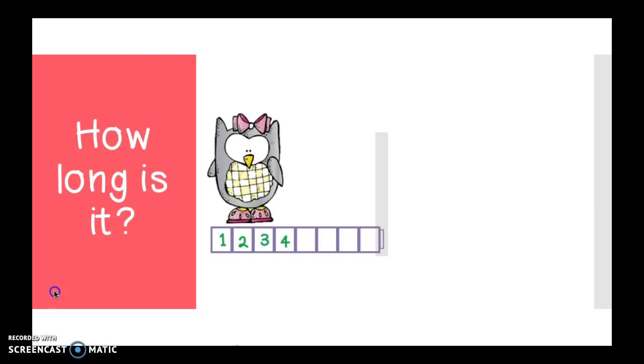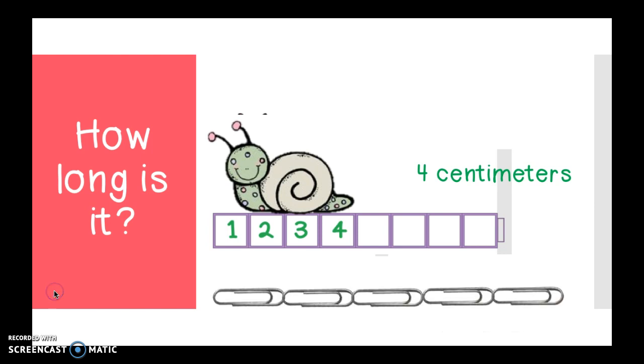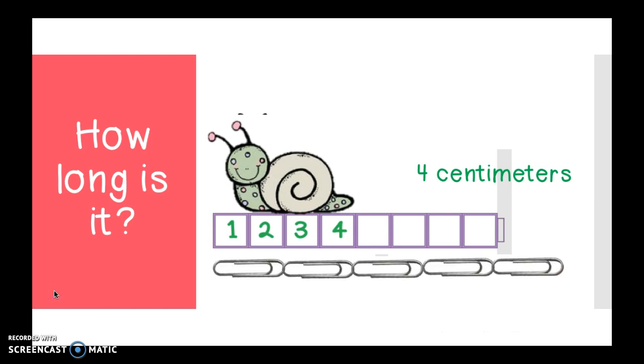Let's try another one. What if I have this cute little snail? He's so cute. How long would you say that snail is? That's right, he is 4 centimeters as well. Very nice. What if I switched it up and I use a non-standard unit of measurement like these paper clips? How long would you say he is now? Ding, ding, ding! You did an excellent job if your answer was 2 paper clips. So you could say this snail is 4 centimeters long, or you could say this snail is 2 paper clips long.